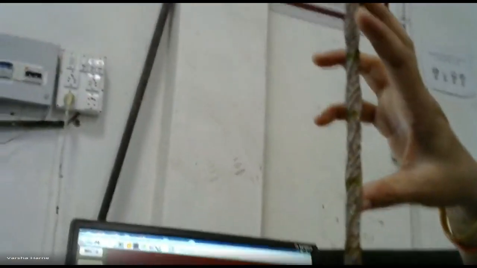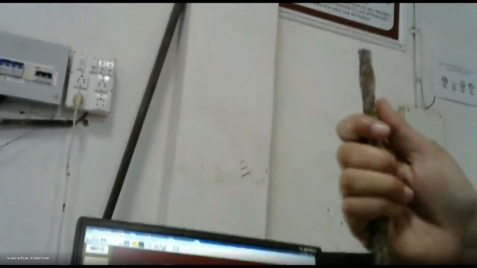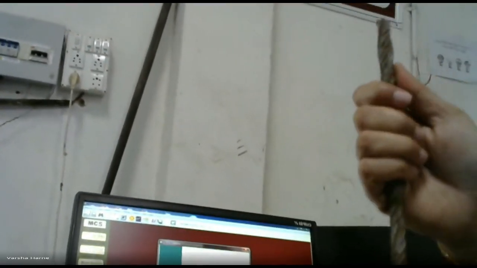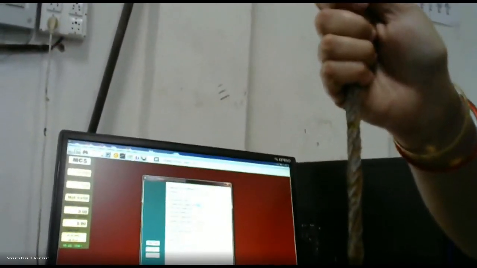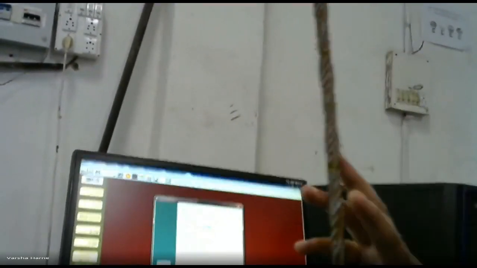So at least 12.5 centimeter distance is required for the grip. Why is it required for the grip? Because if I apply the tensile load, it cannot slip. So at least 12.5 centimeter length is required for the grip, and then you have to apply the load.